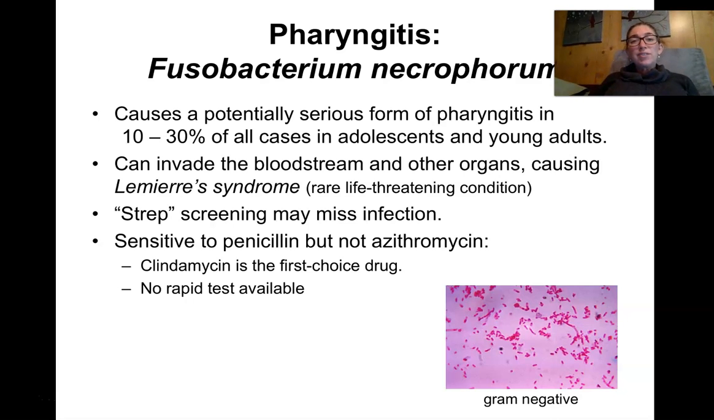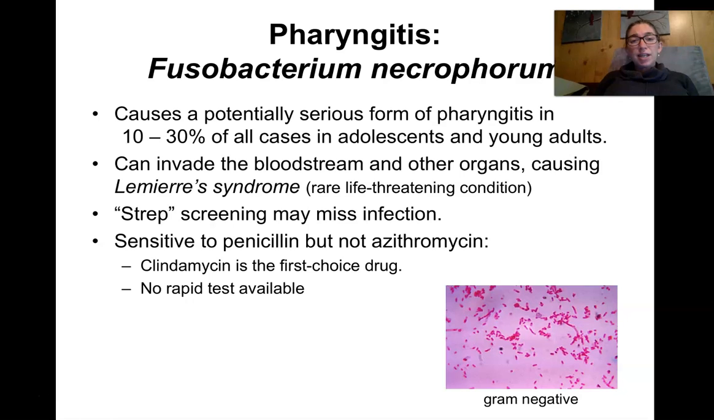Strep screenings will often miss this because they're checking for strep and for gram-positive bacteria. If they're not doing a gram stain, they're just culturing it, which is what they usually do, they may not get any growth, and they may say that it's just a viral pharyngitis when in fact it's caused by Fusobacterium necrophorum.